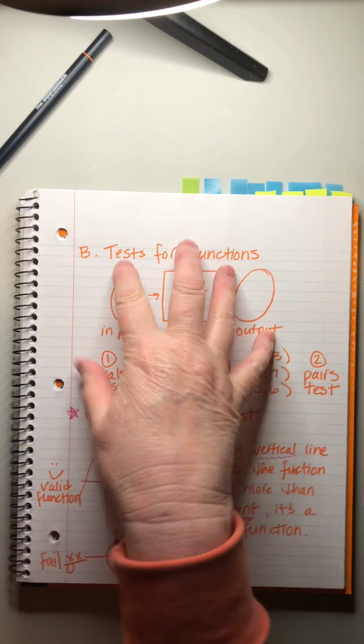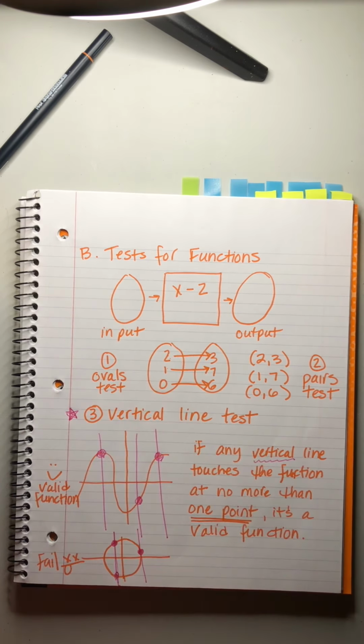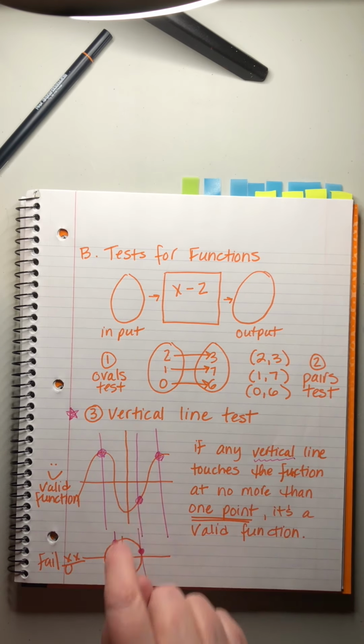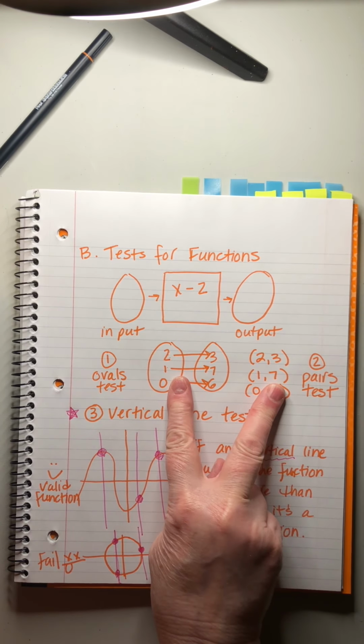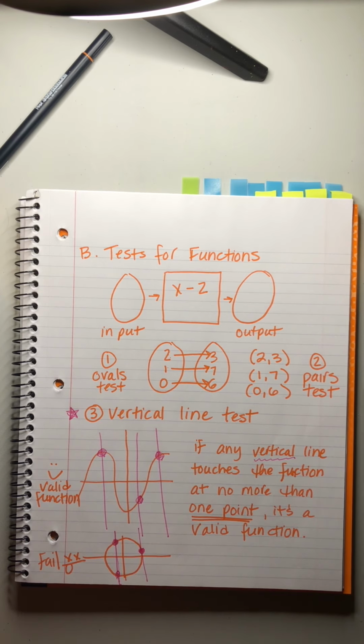But that's the end of part B, tests for functions. A baby step, right? Not too bad. We just add a third way of testing. And this works well when instead of having numbers, we have a picture. Love it. Okay, that is the end of lesson 87.